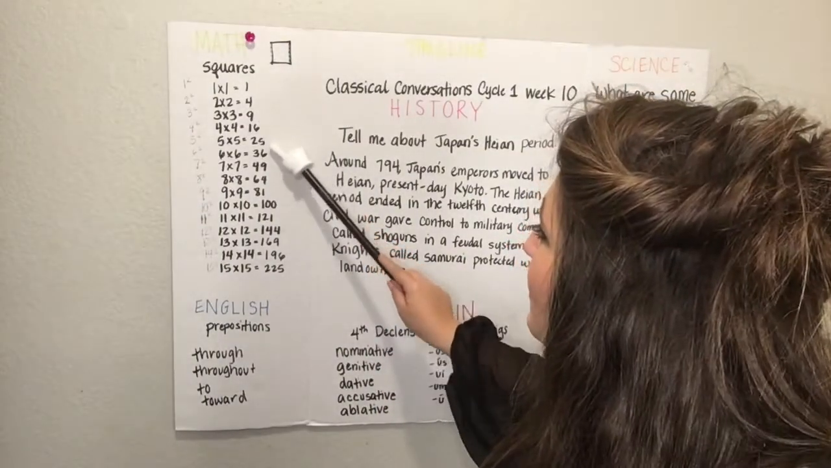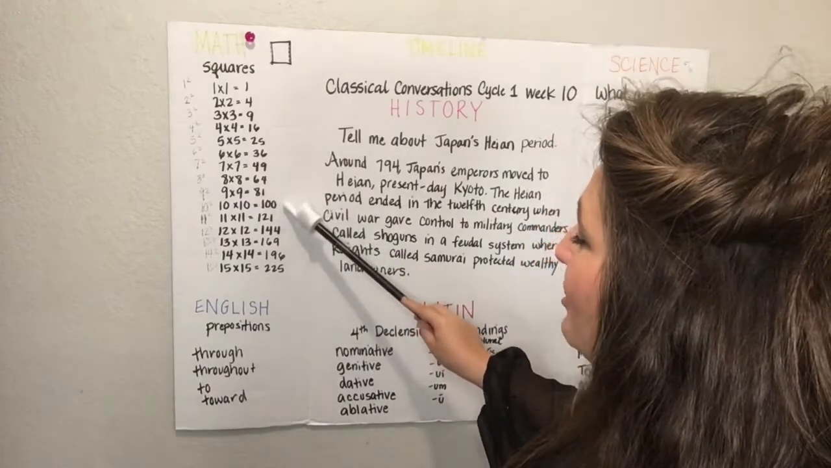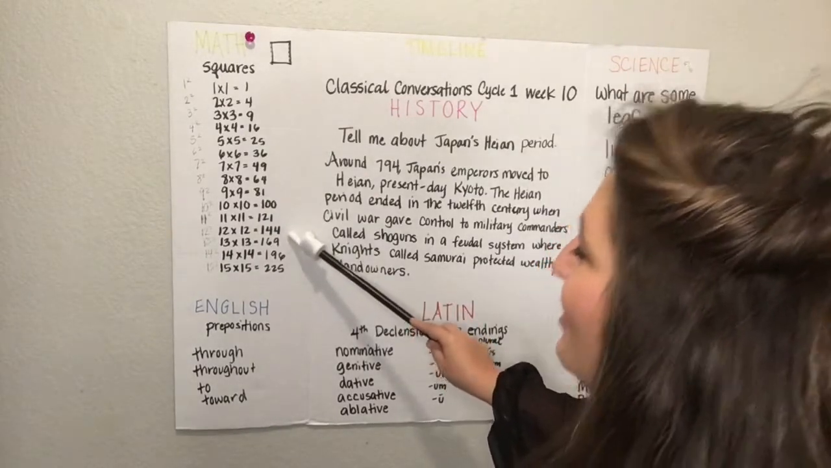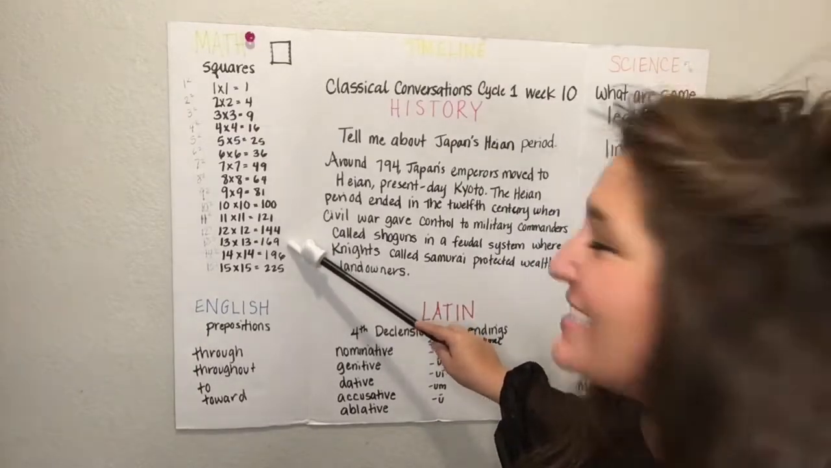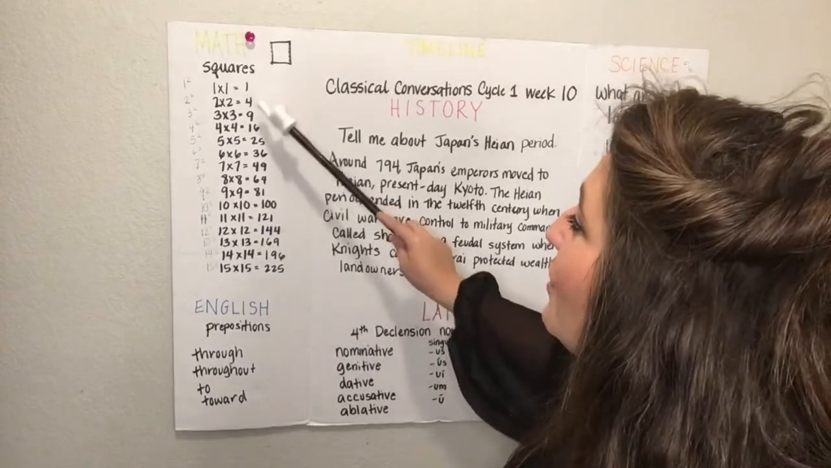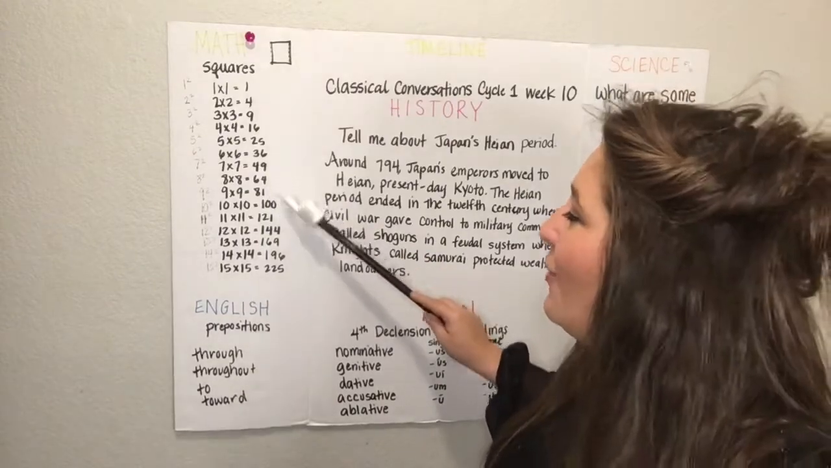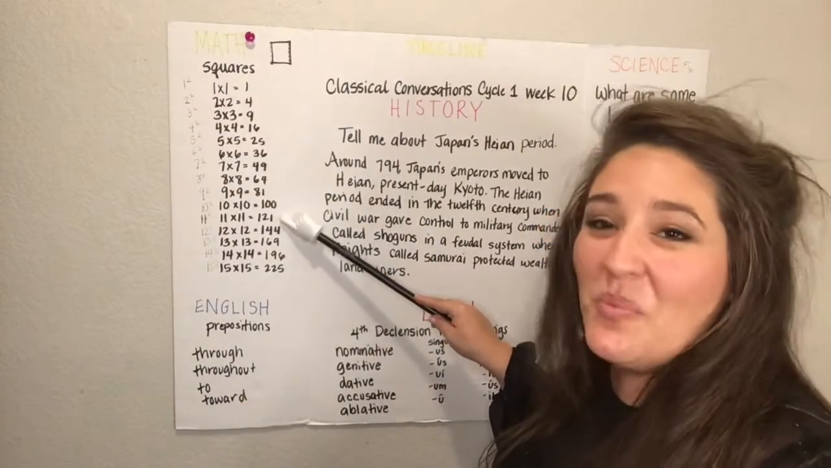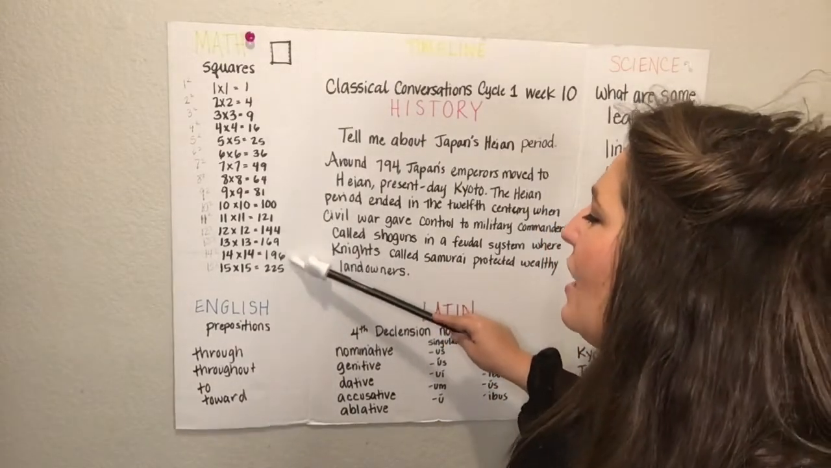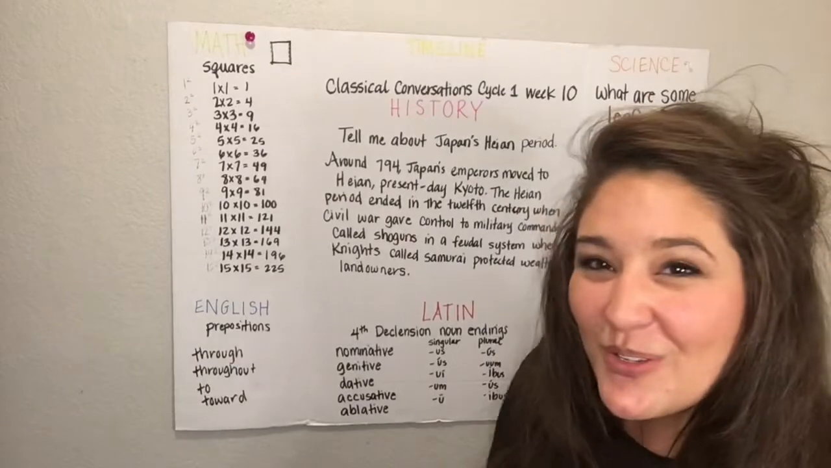1, 4, 9, 16, 25, 36, 49, 64, 81, 100, 121, 144, 169, 196, 225. Grab a shaker or a musical instrument and join me here.